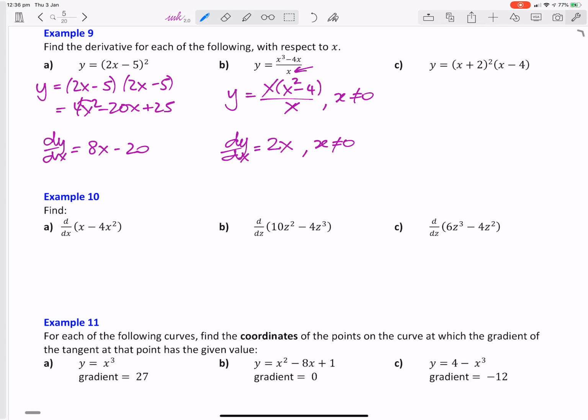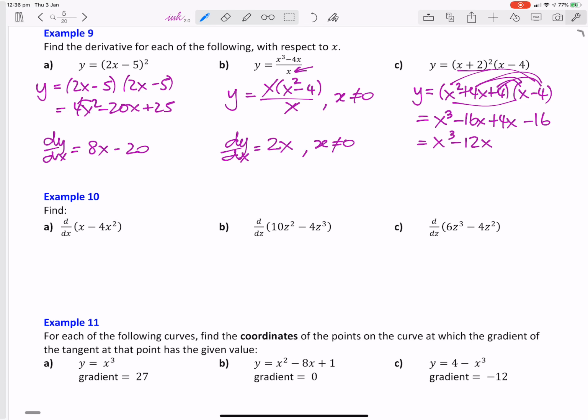This one here, we need to first expand it. So y equals x plus 2 squared, which is x squared plus 4x plus 4, times x minus 4. When I expand this, x cubed minus 4x squared plus 4x squared, they cancel, minus 16x plus 4x minus 16. So x cubed minus 12x minus 16, dy dx, 3x squared minus 12.